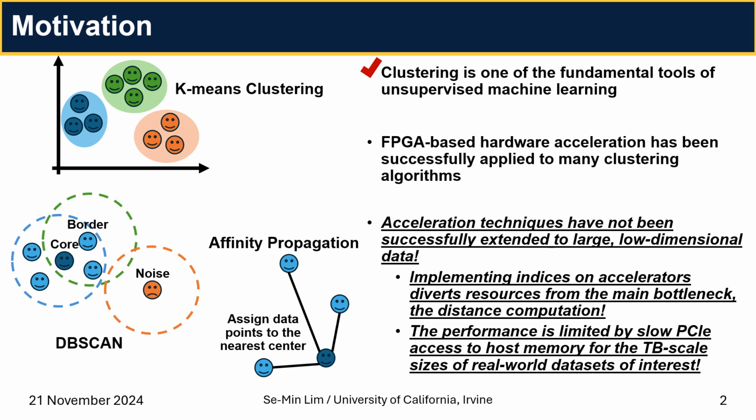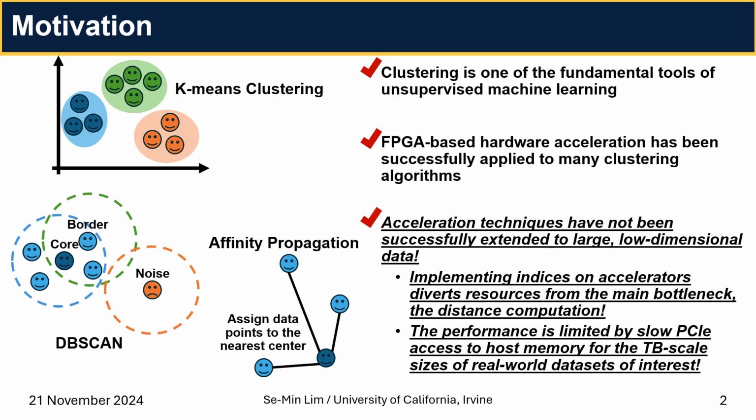Clustering is one of the fundamental tools of unsupervised machine learning, and various classes of clustering algorithms, such as k-means, DBSCAN, and affinity propagation, have been successfully applied to many important applications. Because existing work has shown that the distance metric dominates the runtime of typical clustering algorithms by over 70%, FPGA-based hardware acceleration has been successfully applied to many clustering algorithms to improve performance and power efficiency.